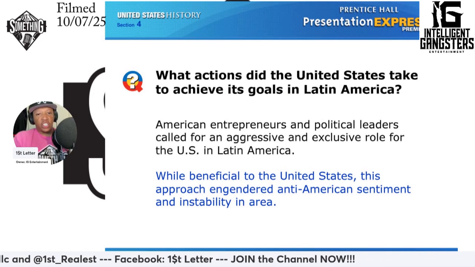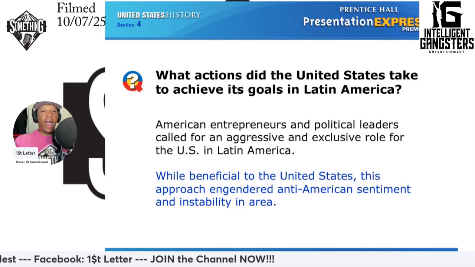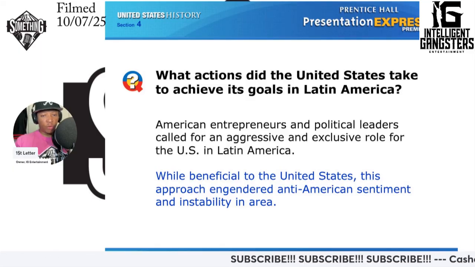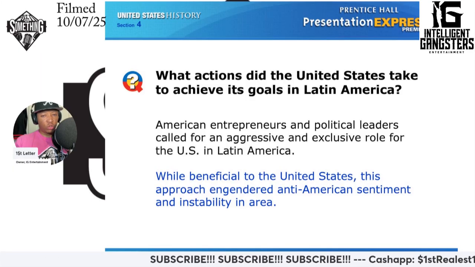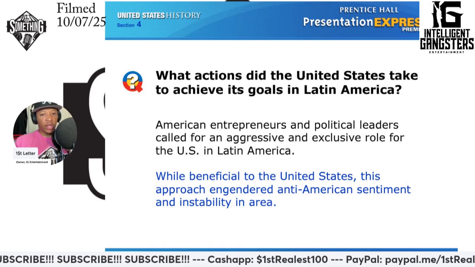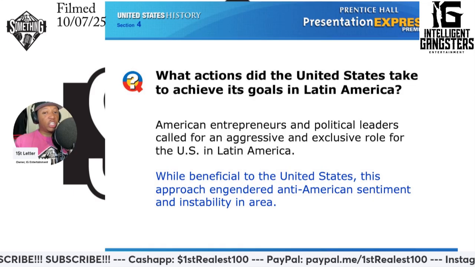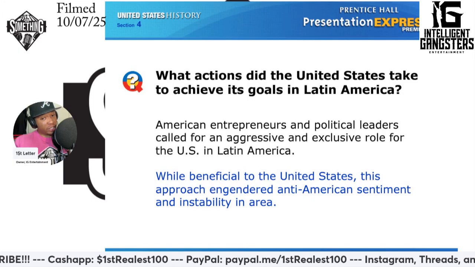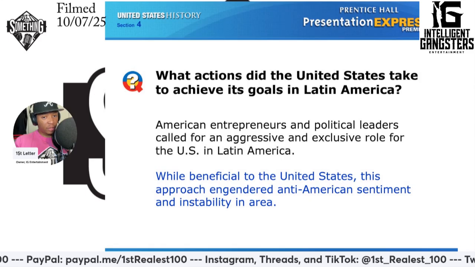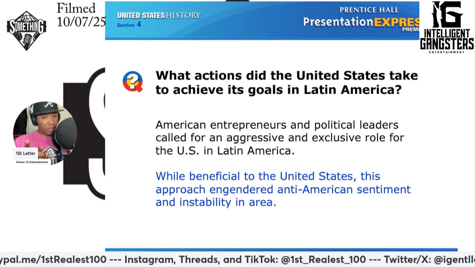Our big question is this: what actions did the United States take to achieve its goals in Latin America? All right, it reads: American entrepreneurs and political leaders called for an aggressive and exclusive role for the U.S. in Latin America. While beneficial to the United States, this approach engendered anti-American sentiment and instability in the area. Okay, and pardon that typo right there.